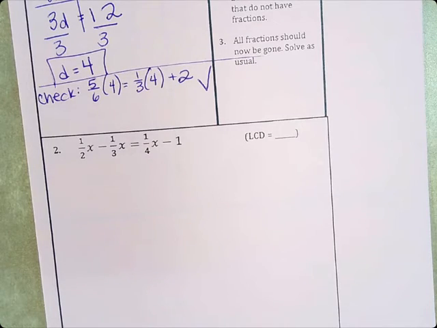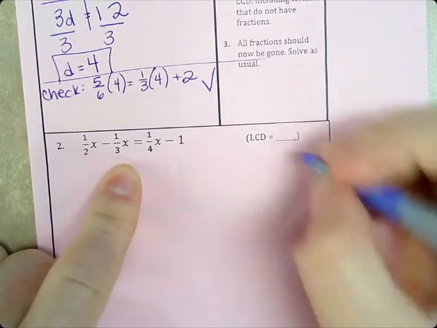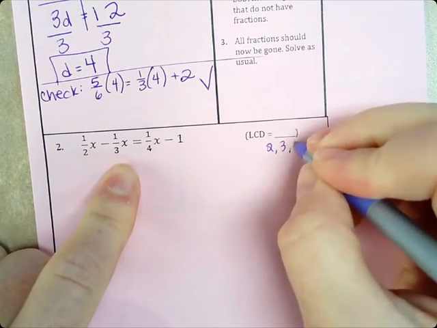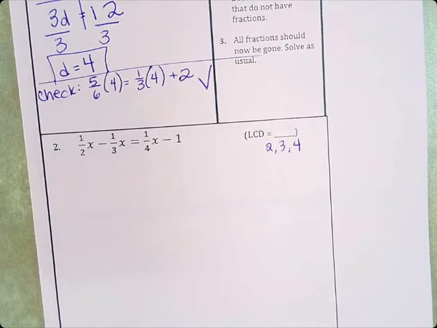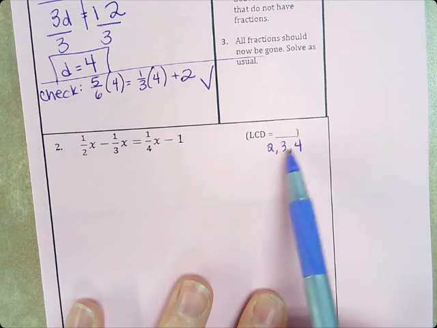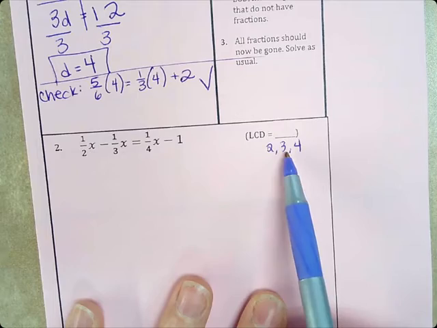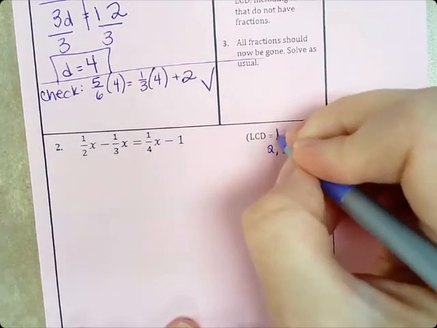Ooh, that is ugly, right? So we are looking at 2, 3, and 4. You're looking at multiples of 2, 3, and 4, and you want the least common one, the smallest one that they have in common. 12. So it has to be the same or bigger. So 4 if it was just 2 and 4. 6 if it was just 2 and 3. But all of them is 12.